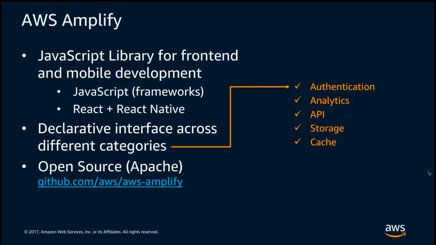AWS Amplify is a JavaScript library for front-end and mobile application development. It's written in TypeScript, and it provides JavaScript and JavaScript frameworks with a declarative interface across different categories. So it provides things like authentication and analytics, API, storage, and cache. And it provides these in a categorical way so that you can interact with something like authentication in a very simple declarative way. So things like sign in, sign up, and it will have a cascading service approach, whereas if you're storing an image, it will prefer things like S3 over API Gateway. And it provides a very simple way to interact with these services. And it is open source and available on GitHub.